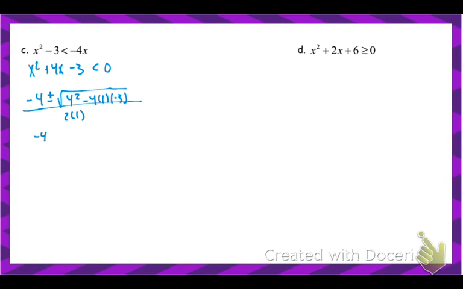So this becomes negative 4 plus or minus the square root of 16 plus 12, which is 28, over 2. Now, common mistake here, a lot of people will want to go ahead and just simplify those two numbers. You cannot do that at this point. We have to simplify the square root before we do that. So that square root can simplify.